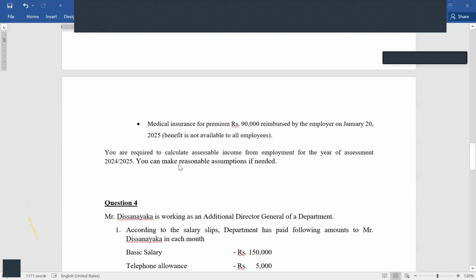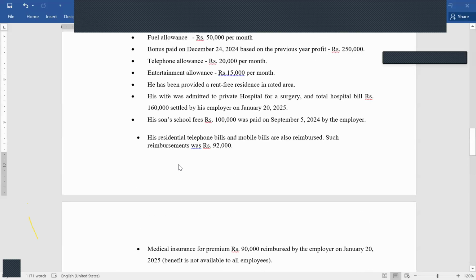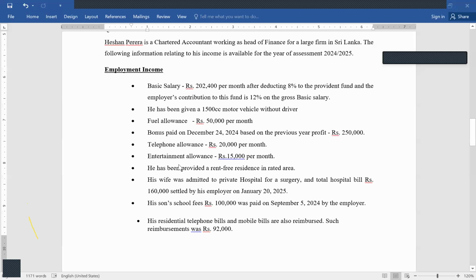Then you are required to calculate employment benefit. So I will share the documents. Then you can compare your answers with the document. Then if you have any issue with the answers, then you can ask me.